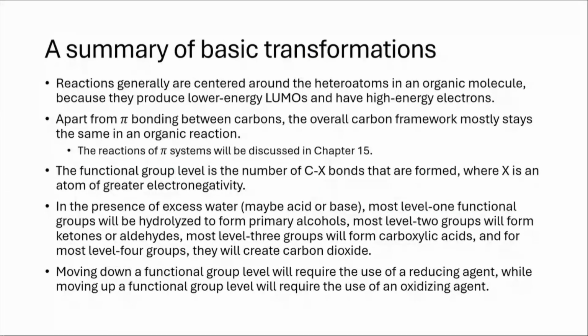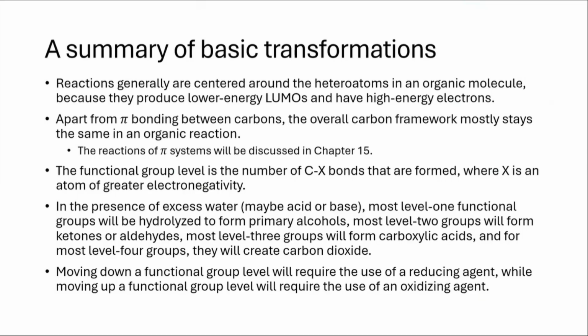So right here is a summary of basic transformations. Reactions are generally centered on the heteroatoms in an organic molecule because they produce lower energy LUMOs and they have high energy electrons. Apart from pi bonding between carbons, the overall carbon framework mostly stays the same in an organic reaction. Pi bonding is the overlap of p orbitals, and in chapter 15 we'll focus on the reactions of pi systems, such as aromatic compounds. Our third point is that the functional group level is the number of C-X bonds that are formed, where X is just an atom with greater electronegativity.